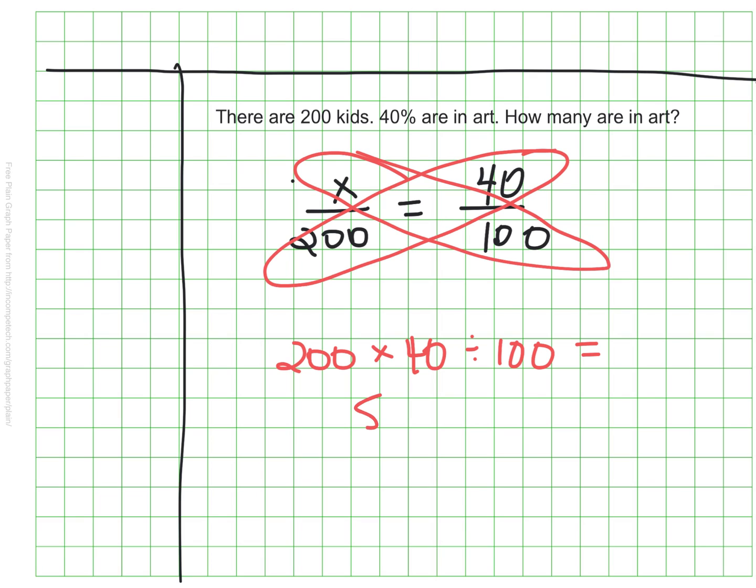Of course, that would be 8,000, and then I have to figure out what my mystery number is, and I would divide, and I would find out that my mystery number was 80 kids are in art, right? So there's my butterfly method, making it just a little bit faster for me.